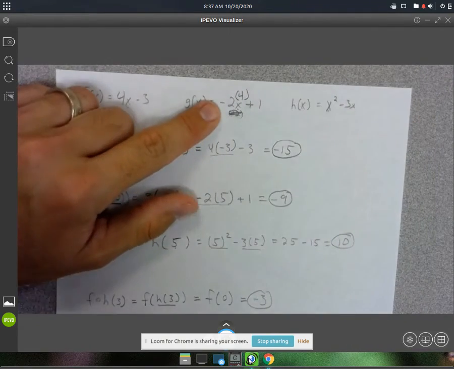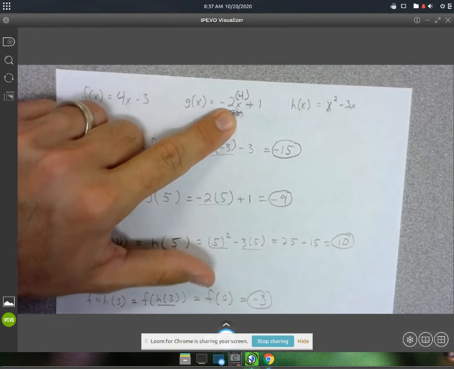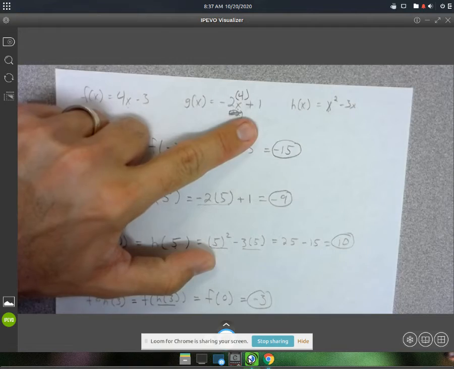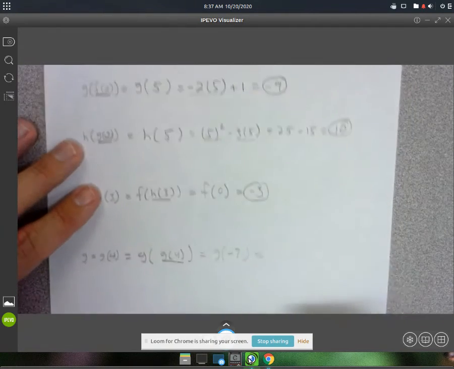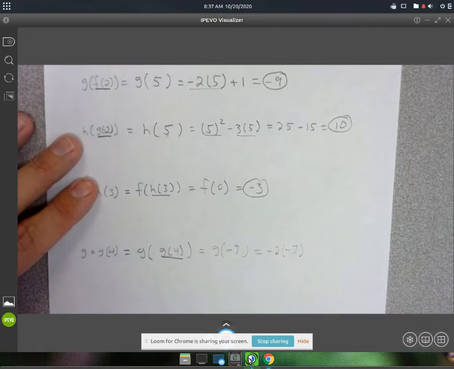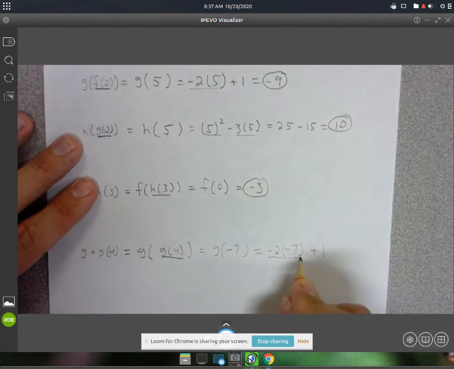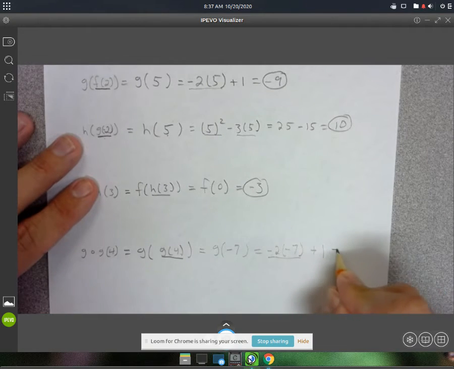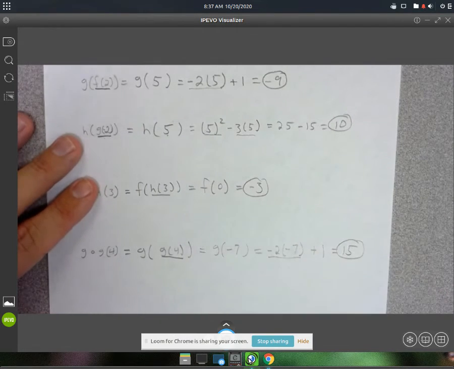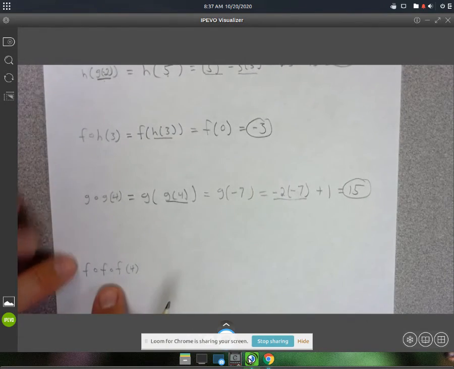So it's negative 2 times negative 7, which is 14, and then 14 plus 1. We were plugging in negative 7 for x. That is 14, and then 14 plus 1 is 15. All right, last one here.